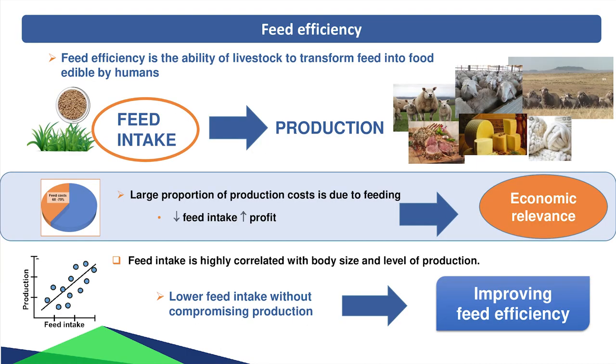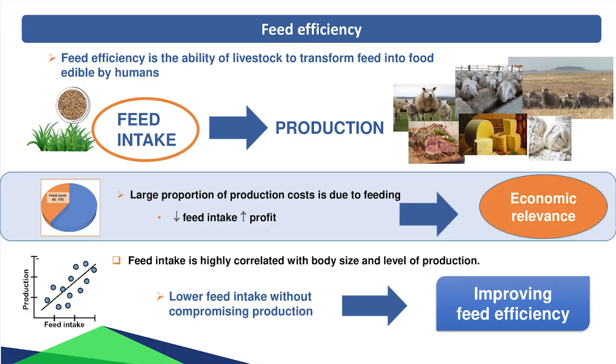One of the first things is that efficiency is one of the topics within the SMARTER project. One thing is efficiency of the systems or efficiency of the animal, and a specific trait is feed efficiency. It's part of the efficiency of the production and of the system, but feed efficiency is specifically one trait. And it's defined as the ability of livestock to transform feed into food edible by humans.